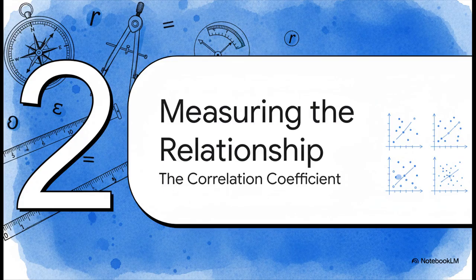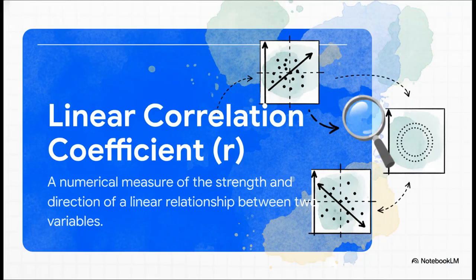But here's the thing. A good investigator can't just say, it kind of looks like there's a connection. Nope. We need to measure it. We need a hard number. And that brings us to our second tool, a precision instrument called the linear correlation coefficient, but we'll just call it R. So what exactly is R?